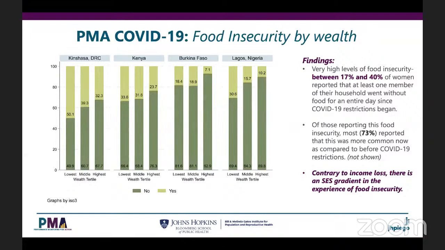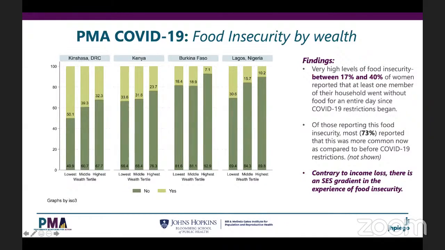Moving from income loss to the consequences of income loss, which is hunger. I just want to note again that we're talking about the more severe form of food insecurity here in the food insecurity scale. I think this was a little bit of a shock to us, and also to most of the ministries that we presented this data to, which is just the sheer levels of food insecurity. To describe this again, this light green in the bar is the percentage of women reporting that someone in their household has gone 24 hours without eating anything because there just wasn't enough food in the house.